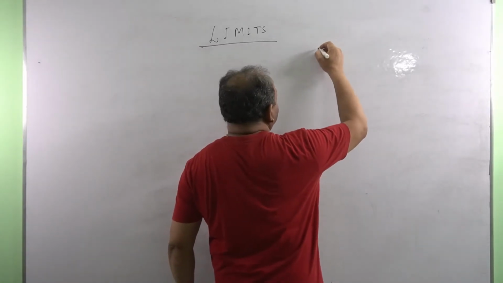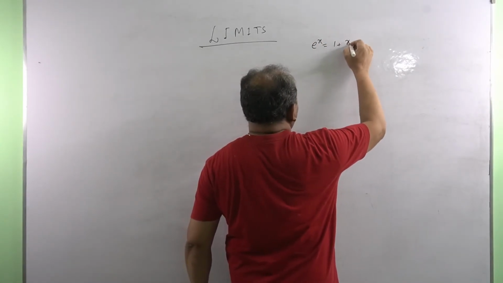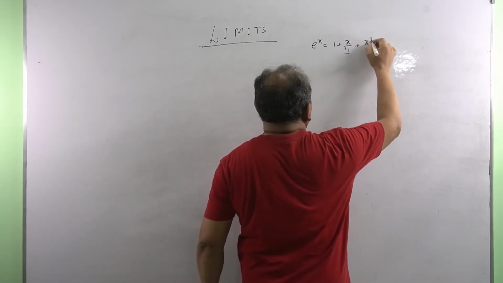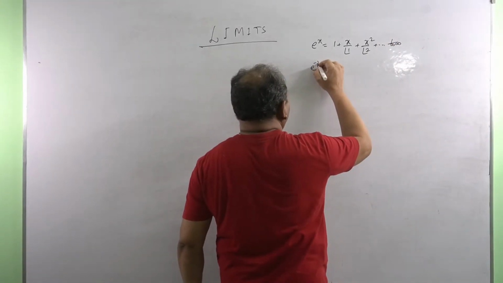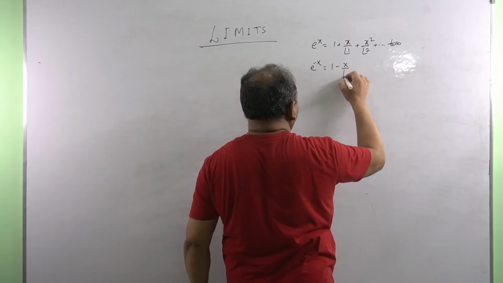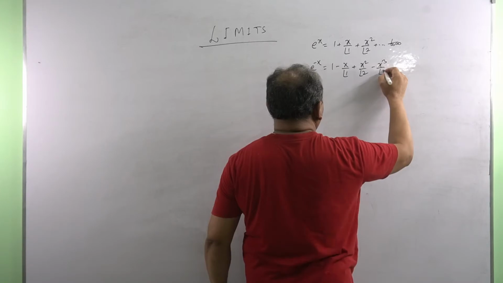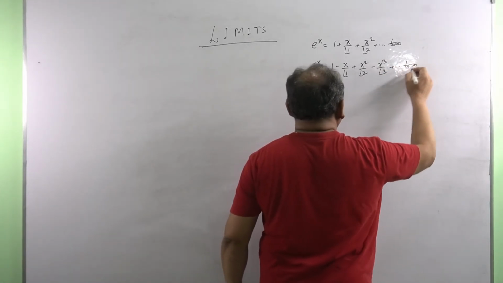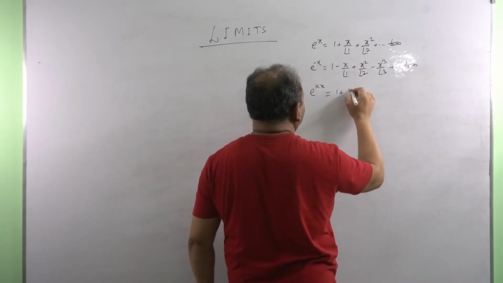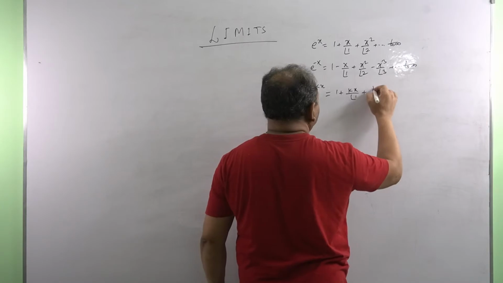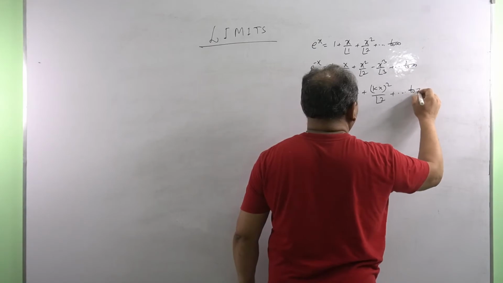There are some useful expansions here. e raised x is equal to 1 plus x upon factorial 1 plus x square upon factorial 2 plus dot dot to infinity. e raised minus x is equal to 1 minus x upon factorial 1 plus x square upon factorial 2 minus x cube upon factorial 3 plus dot dot to infinity. e raised kx, replace x by kx, that's all: 1 plus kx upon factorial 1 plus kx whole square upon factorial 2 plus dot dot to infinity.